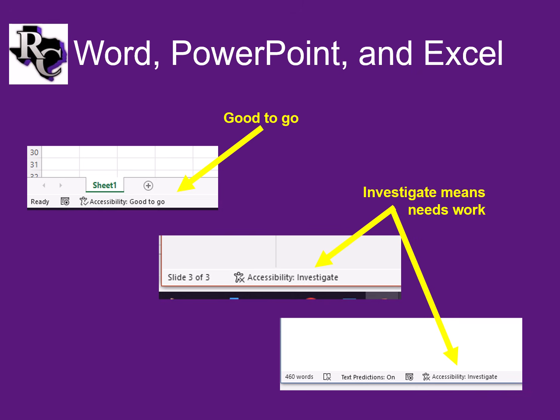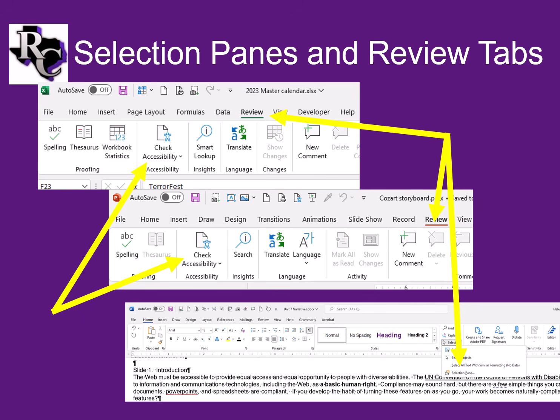What next? You can get to the accessibility tools in several ways. The Review tab in each of the three programs has a section for accessibility. In the Home tab, there is a tool called the Selection pane. In Word, it is under Editing, Select. In PowerPoint, it is found in Arrange. In Excel, it is in Find and Select. Any of these will get you to the tools you need.